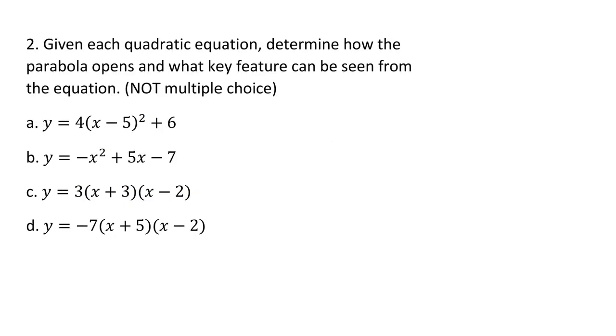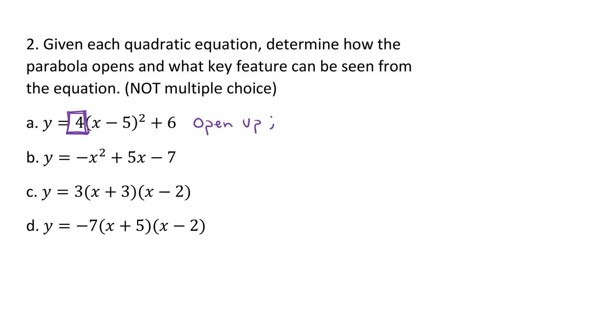Next question. Given each quadratic equation, determine how the parabola opens and what key feature can be seen from the equation. All right, so once again, we can tell how the graph opens by looking at our a value, the number in front. If it's positive, it opens up. So this is going to open up.